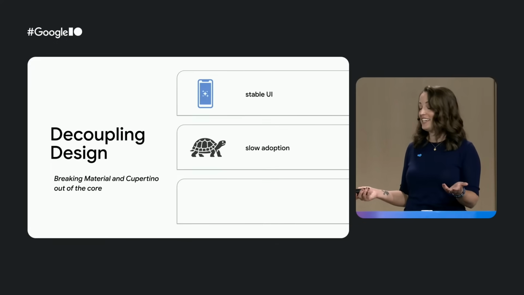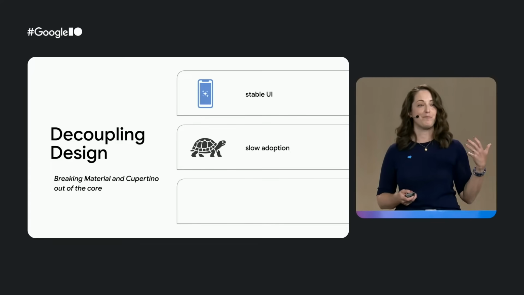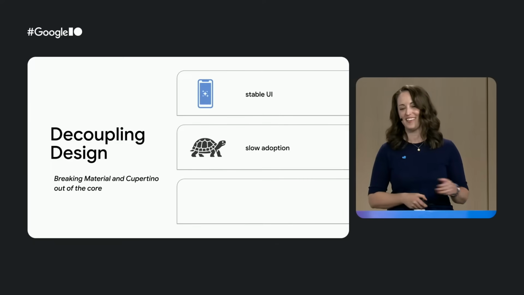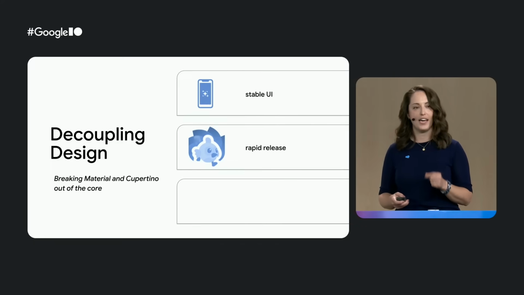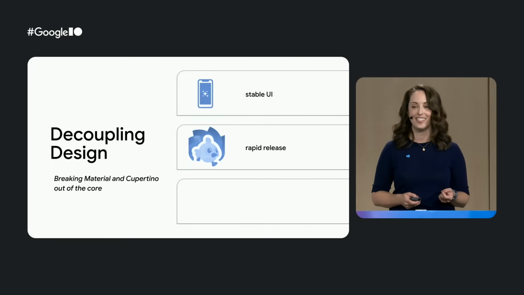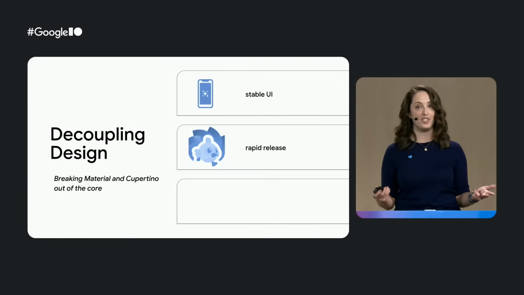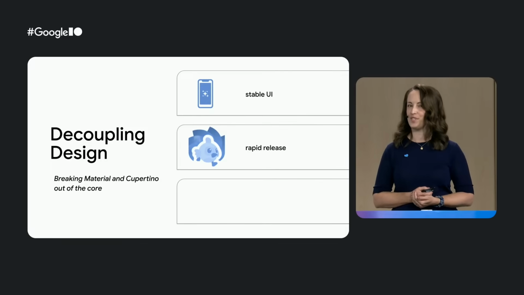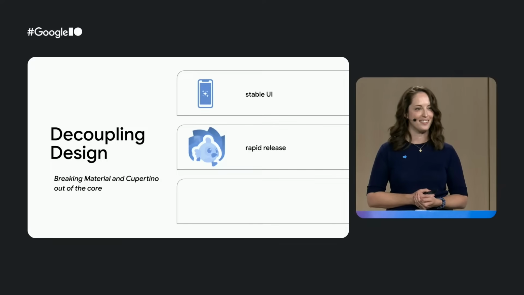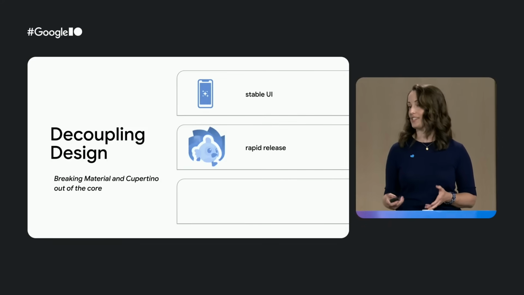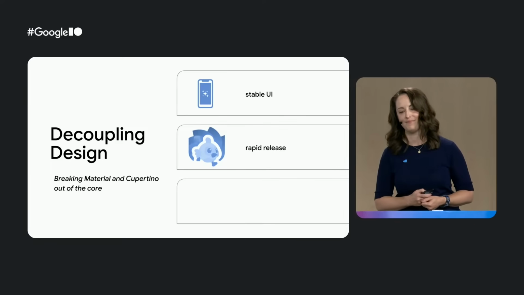Second, tying libraries to the quarterly stable release cycle meant that new features might take months to arrive to users. Standalone packages can iterate and release on a faster and independent cadence. This is why we took a strategic pause on implementing new design language features like Material 3 Expressive and iOS 26's Liquid Glass, so that they could land in an architecture that supports rapid and continuous delivery.